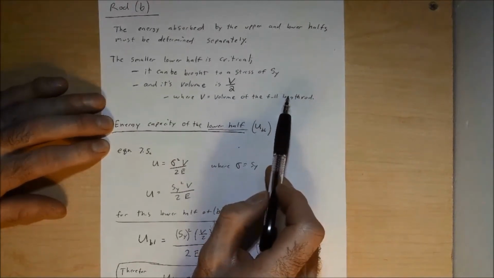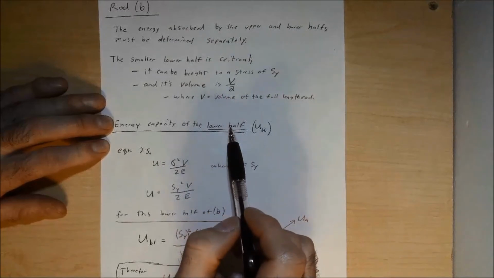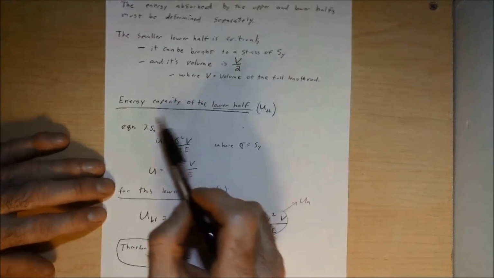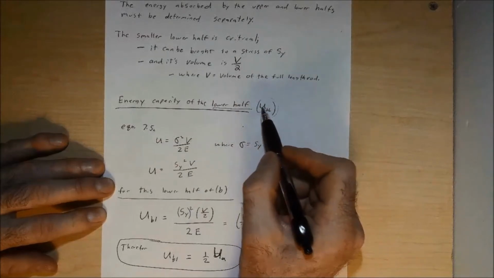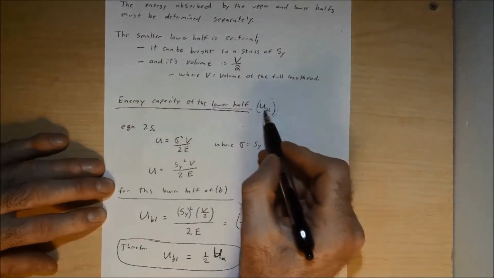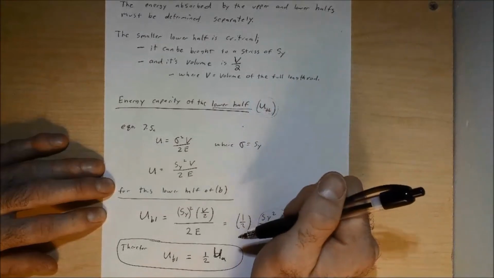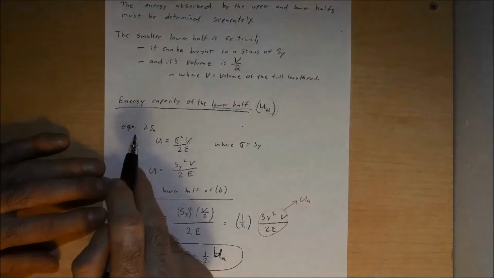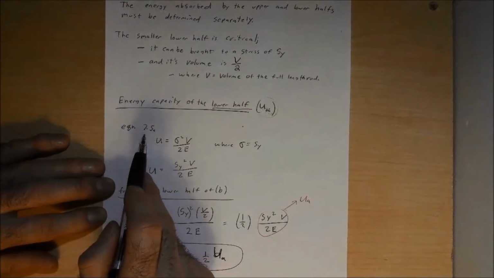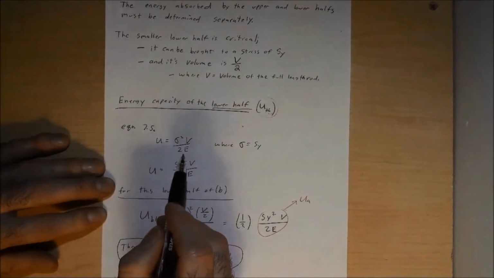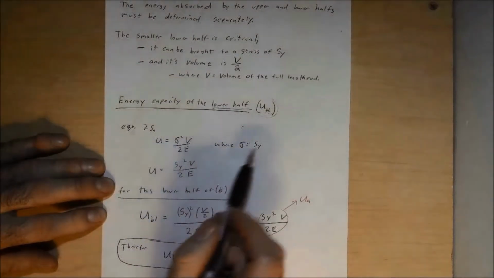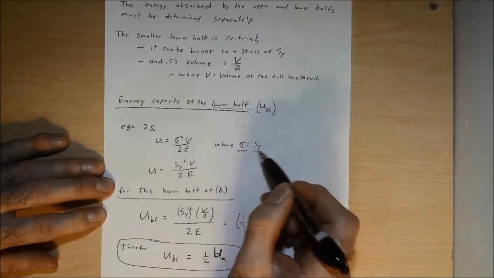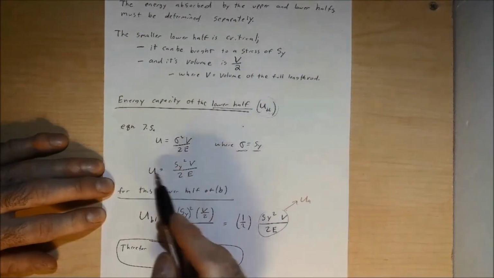So now that we know we need to deal with these separately, let's take a look at the lower half first, because this is going to be determined to be the critical half of this rod. For the energy capacity of the lower half, I'm going to come up with a variable name, U. So this is part B, lower half. U sub BL is what I'm using for my notation here. We go back to that same governing equation, equation 7.5. Again, I write this out in general form first. U is equal to sigma squared V divided by 2E, where for our specific problem, recall that sigma is going to be replaced with our yield strength S sub y. So we plug that back in.